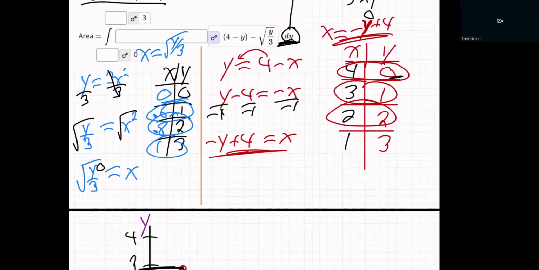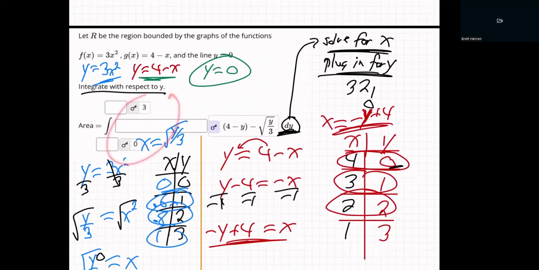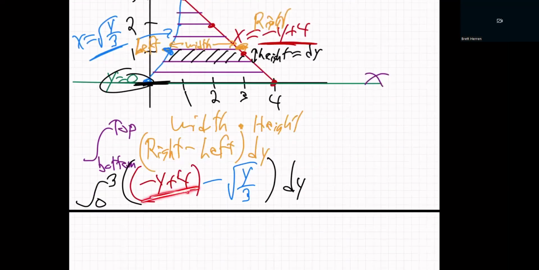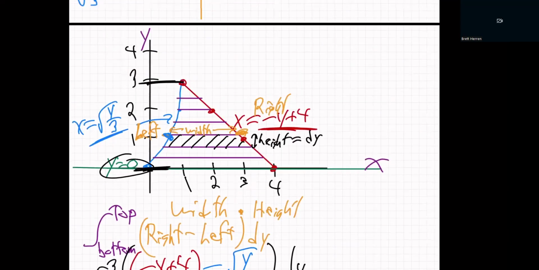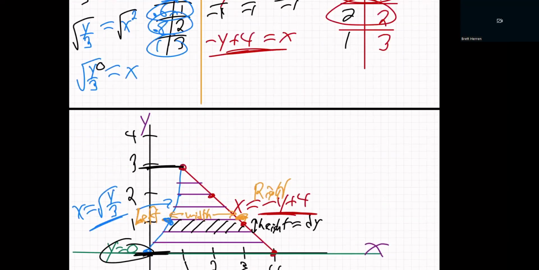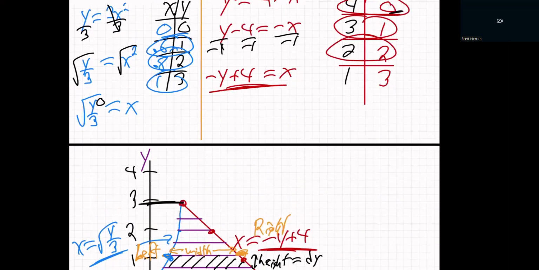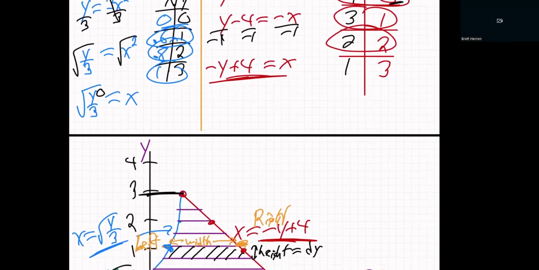Is that what they got? 0 to 3 of 4 minus y minus root y over 3. Yeah, 4 minus y or minus y plus 4, same thing, minus root of y over 3. And so there we go. Now, we kind of got lucky that they intersected right there. If they hadn't naturally intersected, we would have had to set them equal. So you might have one where you've got to find the intersection. So let me just show that in case you run into one where you can't find the intersection point.